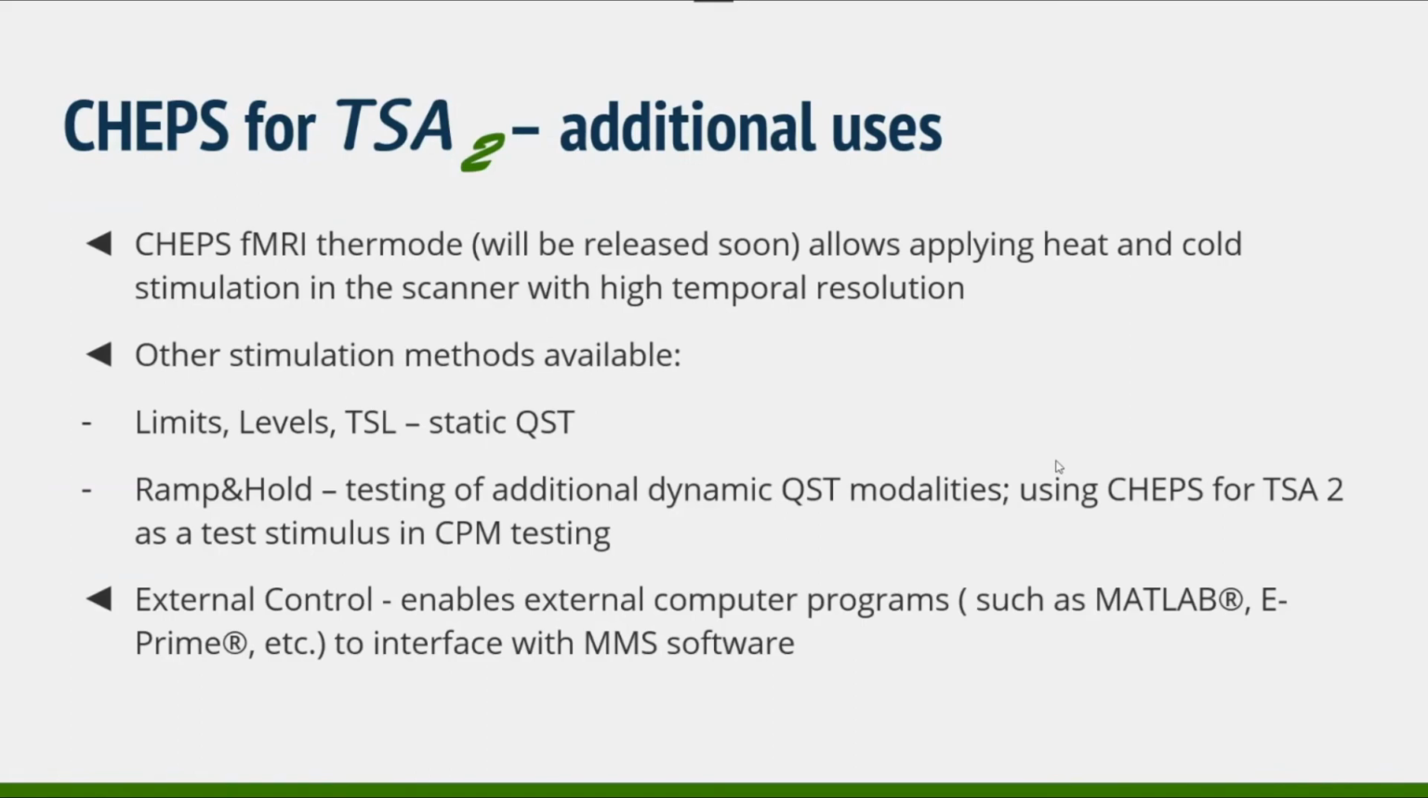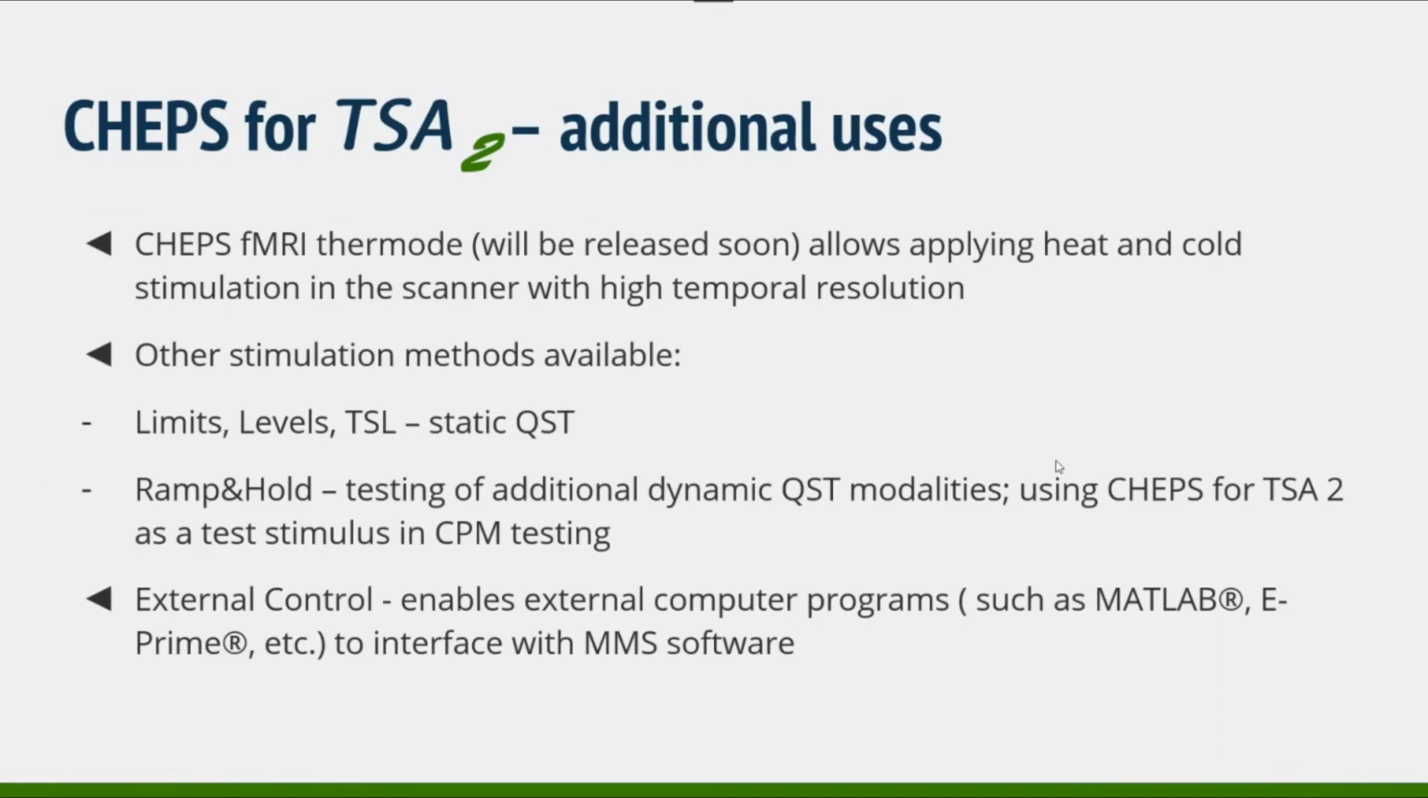Of course, the surface is smaller than the 30 by 30 thermode. So if you want to rely on the normative data, you will of course need to add also the 30 by 30 thermode. But if you just want to, before you do the temporal summation, check the pain threshold of the patient to have the temporal summation be a little bit above this, you can do this with the same CHEPS thermode.